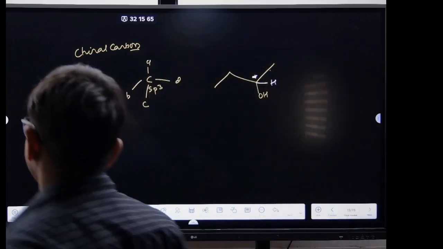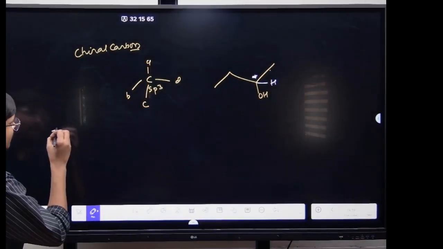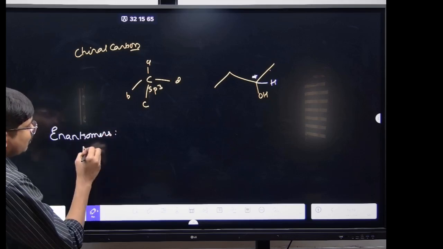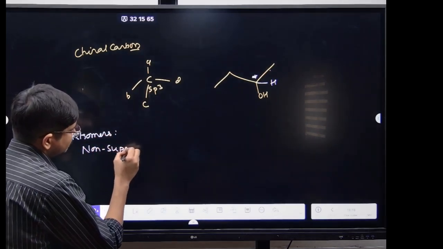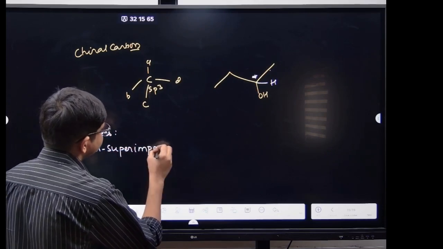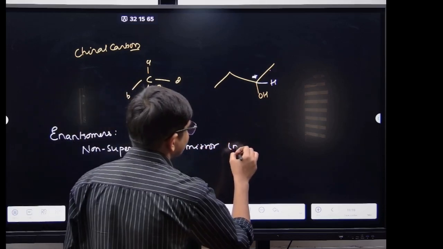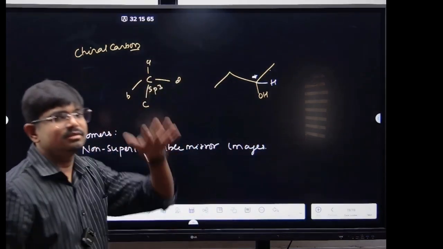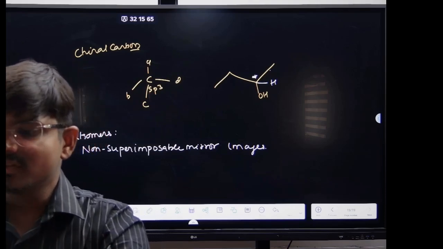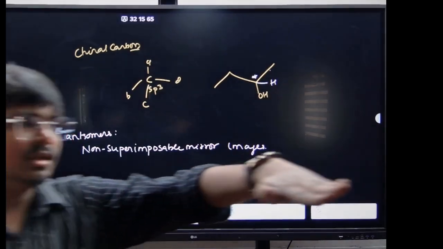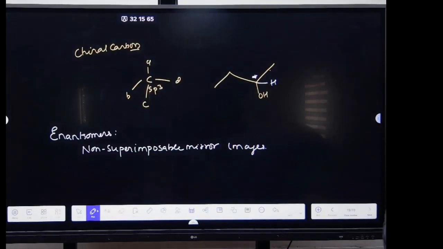So enantiomers, I'm talking about the enantiomers, right? What do you mean by the enantiomers? Enantiomers are basically non superimposable mirror images, just like this one and this one. This is basically the mirror image of this one, isn't it? If there is a mirror, you will have this one, but again this is basically non superimposable. Got it?